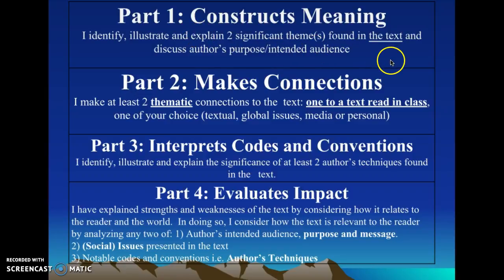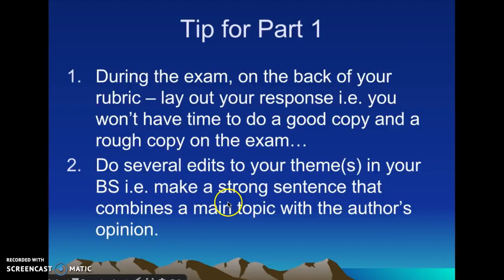Let's move on to a little more detail. My advice to you is that you look at the rubric for all of the following sections in the response, only because they will tell you exactly what you need to do to be successful.